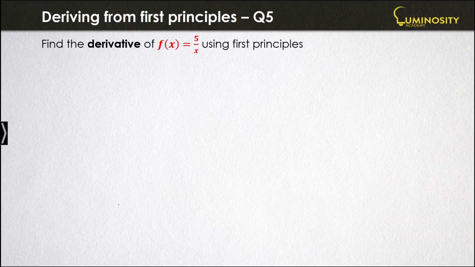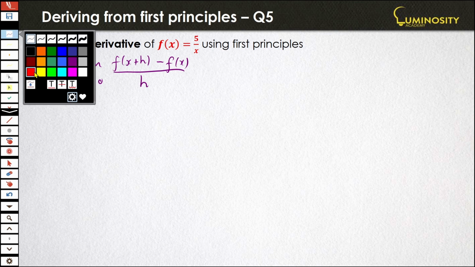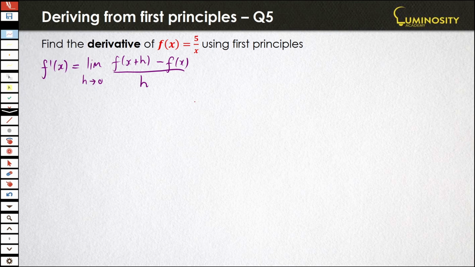What is the derivative? So let's have a look at deriving from first principles, question 5. The first derivative, f prime x, is defined as the limit as h approaches 0 of the average gradient formula, f of x plus h minus f of x all over h. Okay, so what am I going to do here? I'm going to do my algebraic gymnastics.